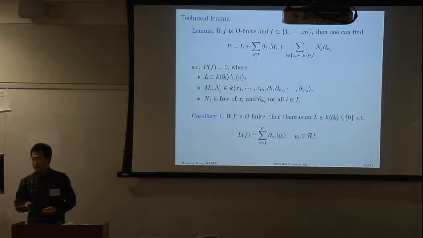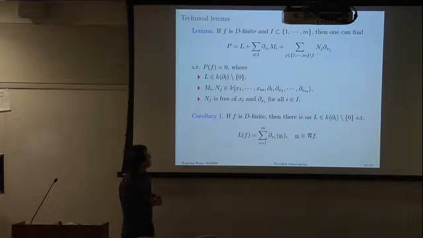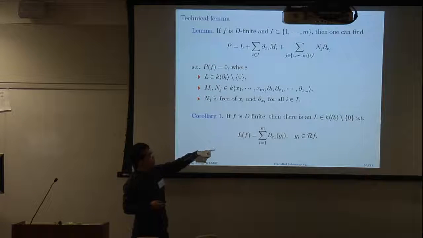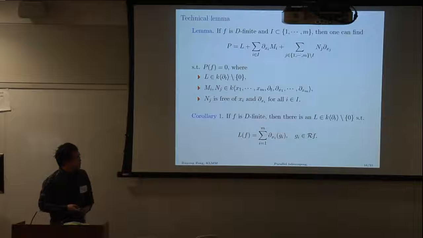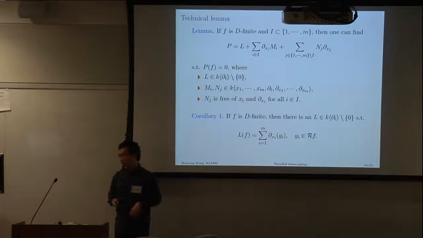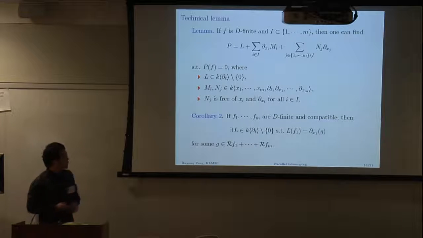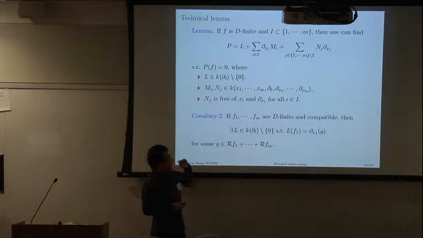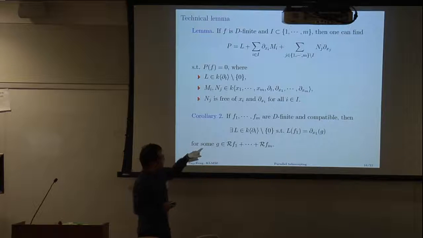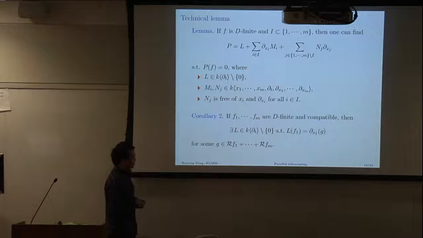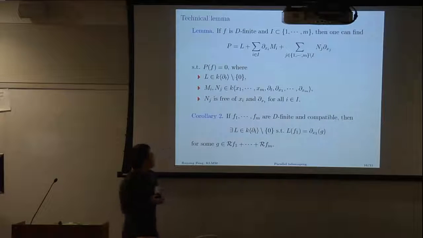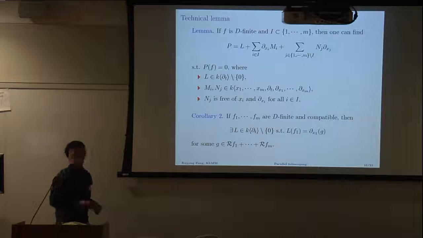And we have two corollaries of this lemma. The first one is that if F is definite, then there is a non-zero L such that LF can be written as the sum of derivatives of Gi with respect to xi. The second corollary is that if F1, F2, ..., Fm are definite and compatible, then there is a non-zero L such that L F1 is equal to the derivative of G with respect to X1 for some G in this submodule. And this corollary is the base step of our constructive proof of the main theorem.